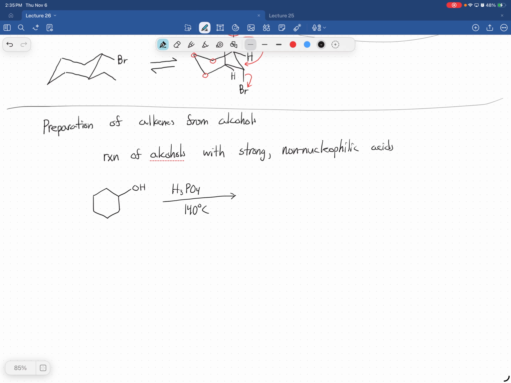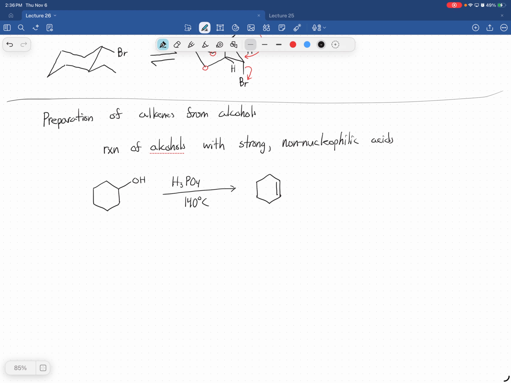So how many products do you think we'll have here? Let's think. Is this alcohol symmetrical? Yes. So you might think there's two alkenes, but it's the same thing wherever you draw the alkene. So it's going to be just one product. This is how you form cyclohexene.